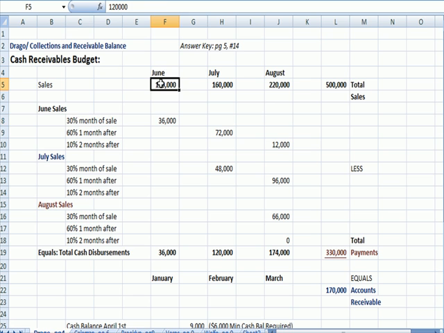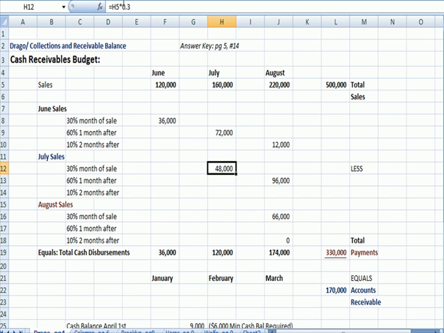30% June sales, $36,000. 60% June sales, $72,000. Note that it's linked to June even though it's in the July column. 10% June sales in August, 12,000. So just for June, you can see that we collect 100% of our receivables in the 3-month time period. Let me say that again. We collect 100% of the June sales in the 3-month time period.